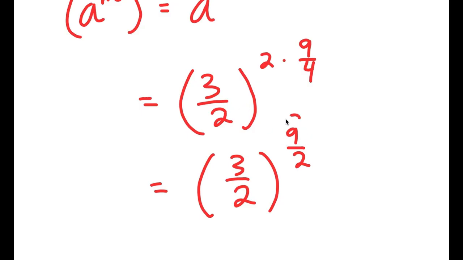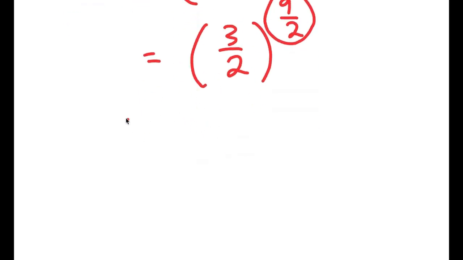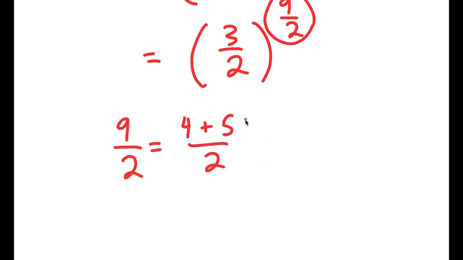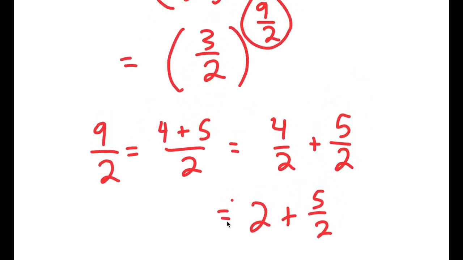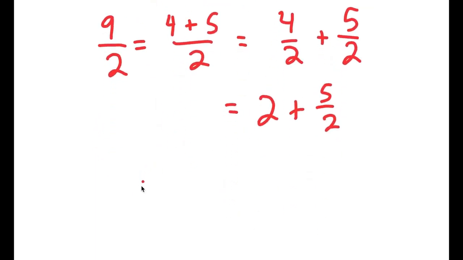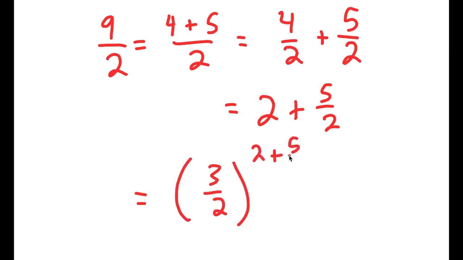However, now I'm going to rewrite 9 over 2. So 9 over 2 is the same thing as 4 plus 5 over 2. And 4 plus 5 over 2 is equal to 4 over 2 plus 5 over 2. And 4 over 2 is simply equal to 2. So I get 2 plus 5 over 2. So now I'm going to substitute in 2 plus 5 over 2 in place of 9 over 2. So I get 3 over 2 to the power of 2 plus 5 over 2.